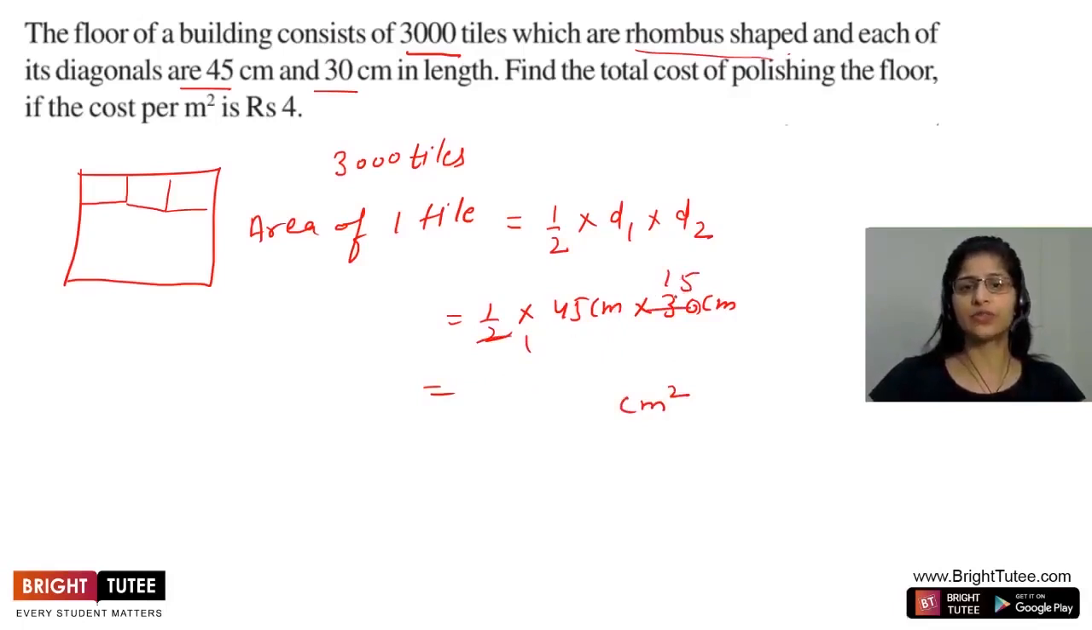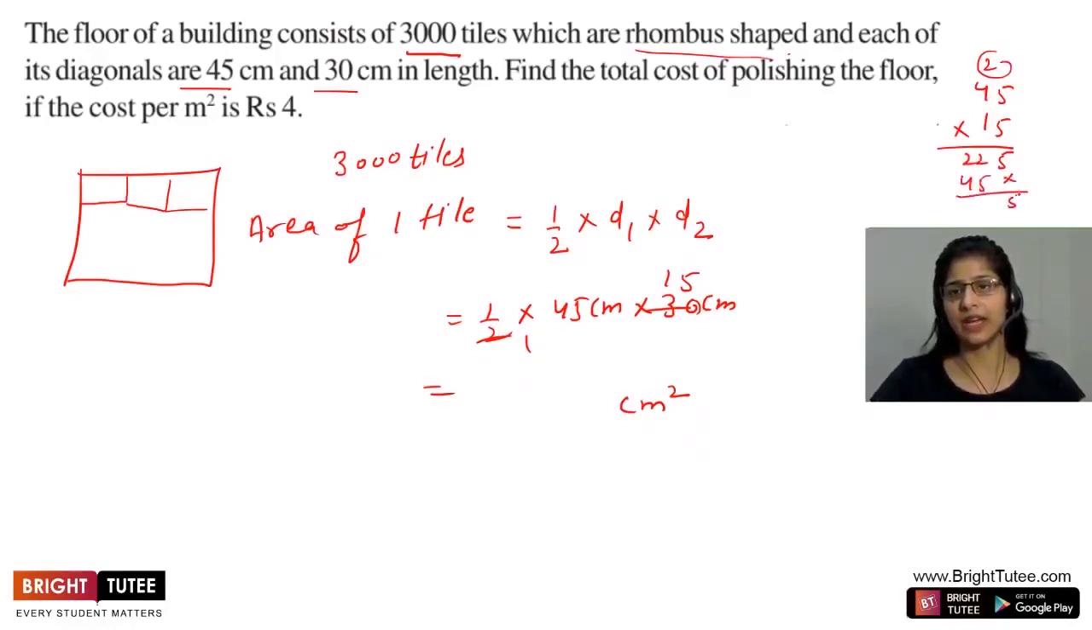So 45 into 15, let us multiply. 15 fives are, just see like this, we will multiply here. Let us do it. 5 fives are 25, 2 is the carry. 5 fours are 20 and 2 is 22. Right, then we have 45 like this, so we get 5 and 2 is 7, 4 and 2 is 6, 675 square centimeter. This is the area of one tile.